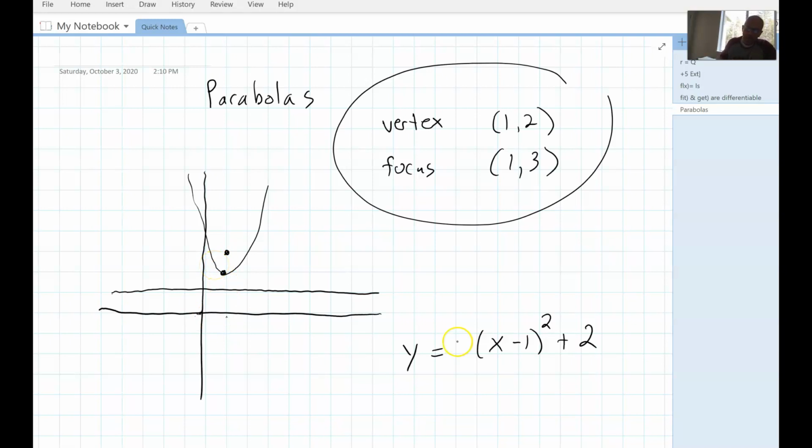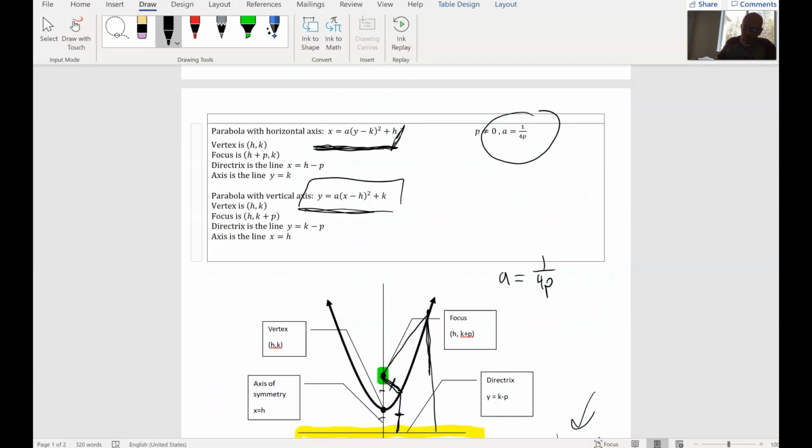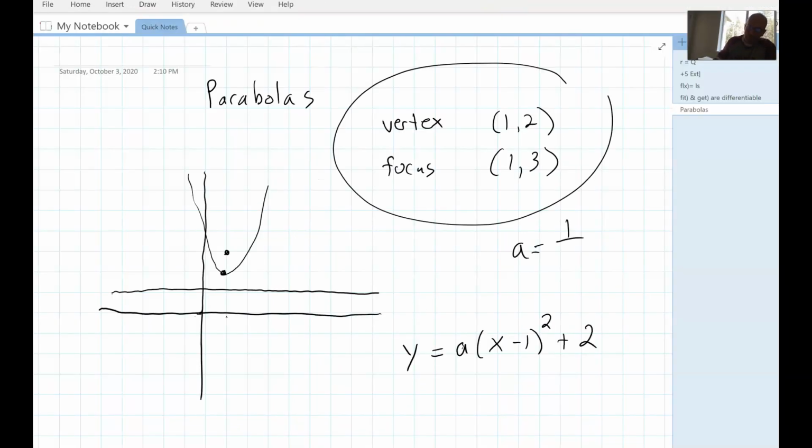Now, to get the a, because that's all we're missing now, we know that a is equal to 1 over 4p. Yep, 1 over 4p. And what is p? Well, in this case, p is 1. We can see the distance right there. The distance from the vertex to the focus point is 1. So this a would be 1/4. So we erase that and put 1/4, and that would be the equation of the parabola.